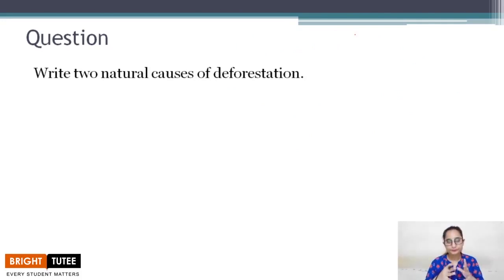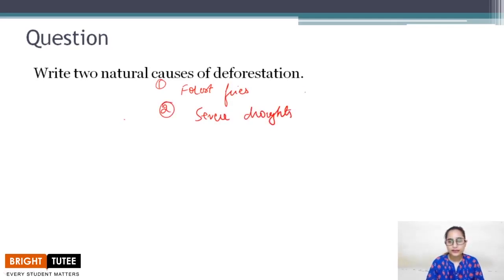Next question. Write 2 natural causes of deforestation. You have to mention 2 natural causes of deforestation. Now what are these? First one is forest fires, isn't it? Second is severe droughts. Right? Due to these things, deforestation takes place naturally. There is no man-made factor involved.